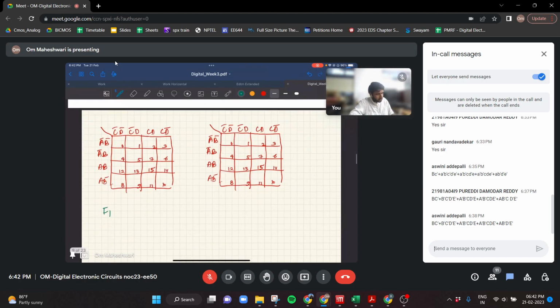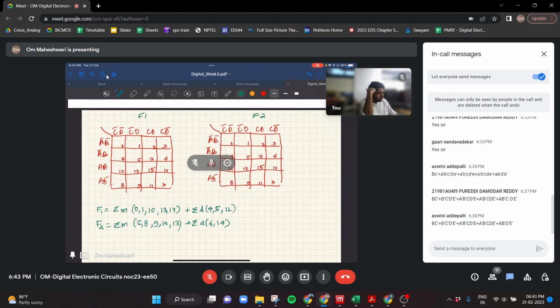In function 1, let me rewrite the functions. F1 equals sigma n of 0, 1, 10, 13, 14 plus sigma d of 4, 5, 12. F2 equals sigma n of 5, 8, 9, 10, 13 plus sigma d of 6, 14. So let us make this one for function 1 and this one for function 2. So we have 0, 1, 10, 13, 14 and the don't cares 4, 5, 12.